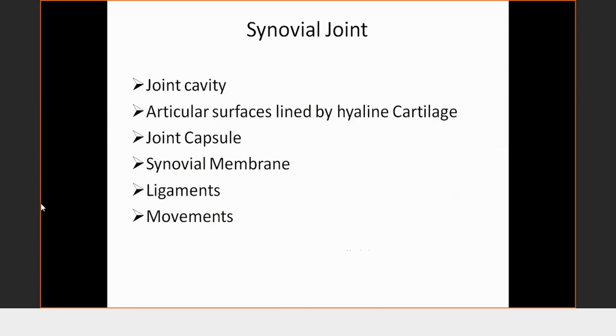Every synovial joint is going to have a joint cavity, and the articulating surfaces of the bone, for example the articulating surface of the head of the femur, are lined by hyaline cartilage. The two surfaces are not joined by hyaline cartilage; here the two are lined by hyaline cartilage. Don't confuse this with the primary cartilaginous joint, where the joining factor is hyaline cartilage. Here the articulating surfaces of the two bones are lined by hyaline cartilage. And then there is a joint capsule. The two bones are joined by a capsule.